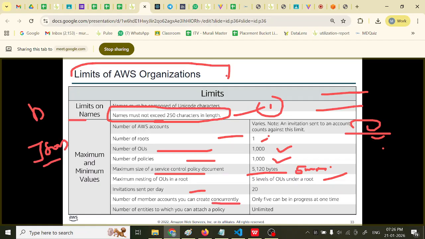Next, concurrently, how many persons can work at the same time? Up to 5 accounts we can create at the same time. So five people will sit and try to create that account. Next, as I told you, one member account can access unlimited policies. You can attach unlimited policies, that's what this unlimited means.